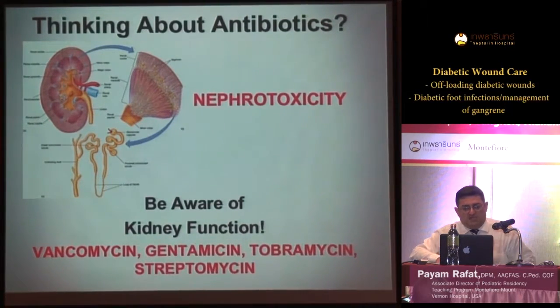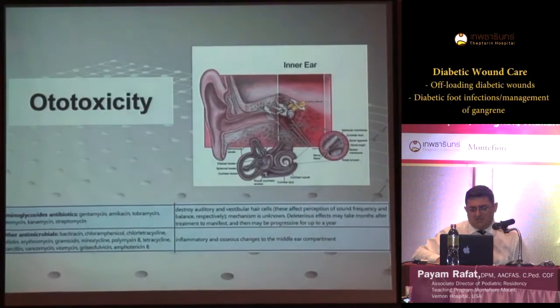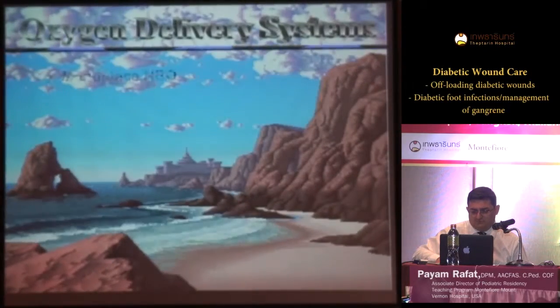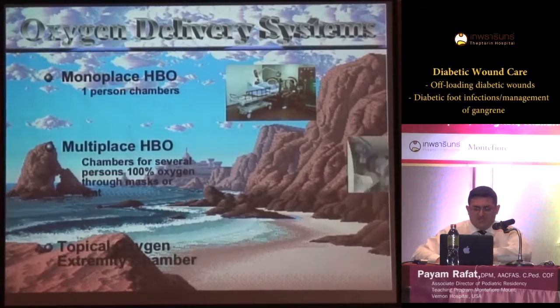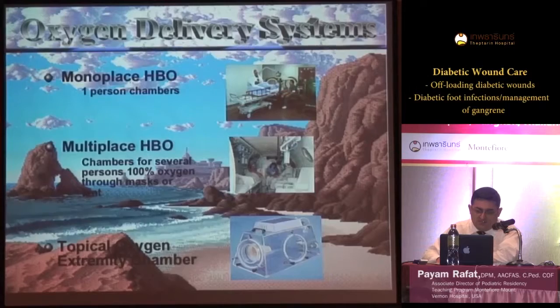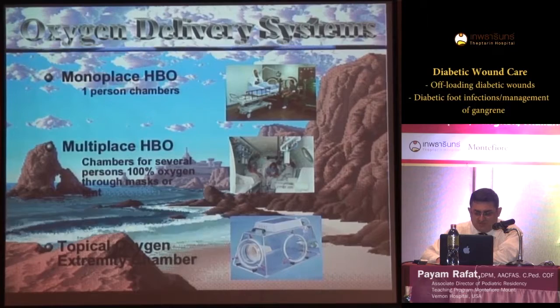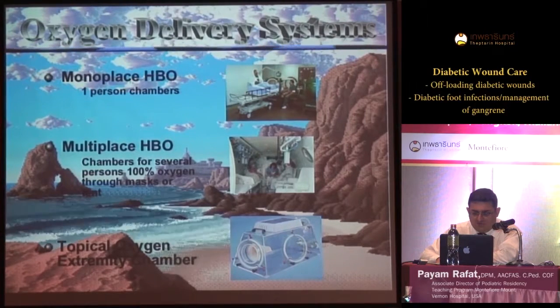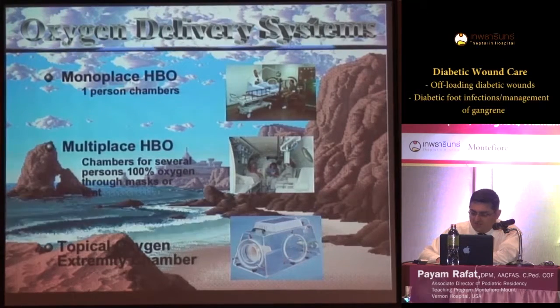Again, thinking about antibiotics, we have to be aware that some of them are nephrotoxic, whereas others may be hepatotoxic, and some may be ototoxic. Hyperbaric oxygen, again, is a potential adjunctive treatment that can be utilized in increasing oxygen perfusion to the local tissues, and also it helps to actually fight some of the bacteria as well.